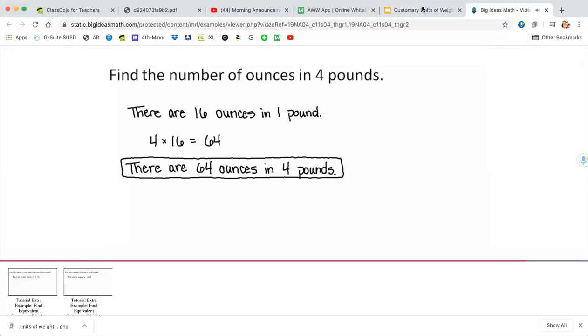All right, so after watching that video, you guys notice that if we have 4 pounds, we're going to convert those 4 pounds into ounces by multiplying by the number of ounces in 1 pound. So because there are 16 ounces in 1 pound, we multiply those 4 pounds by 16 to figure out that there are 64 ounces in 4 pounds.